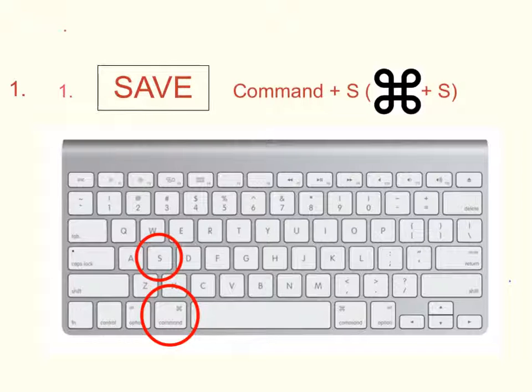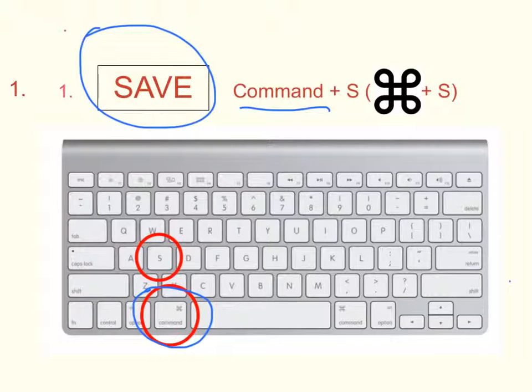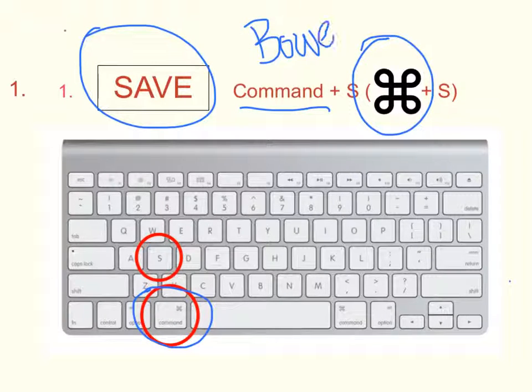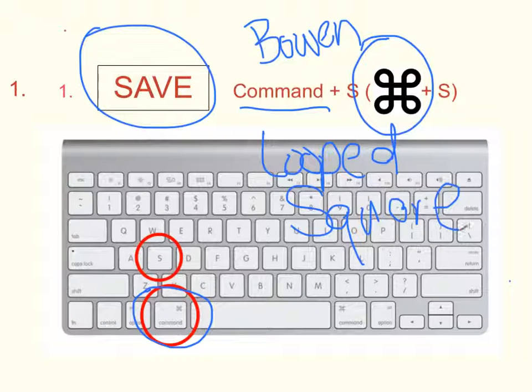Keyboard shortcut number 1 is the save command. Most of our keyboard shortcuts are going to use the Apple keyboard, the command key, and it's symbolized by the word command or the little symbol here that some people refer to as a St. John's knot or a Bowen knot, or a looped square. If you're looking for some trivia, looped square. Command S will save work that you are currently working on.